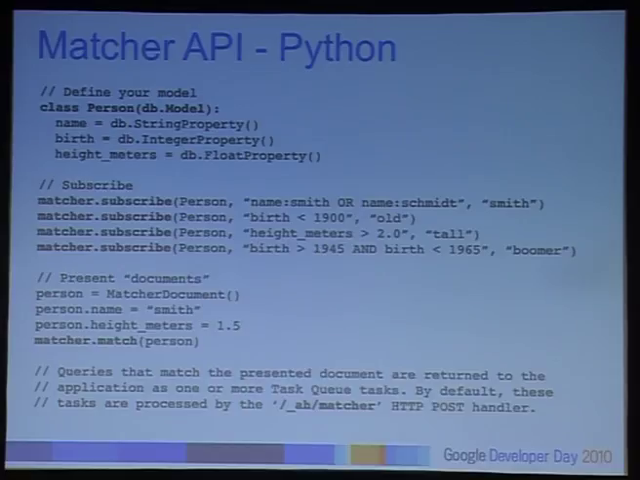If there's a match, the Matcher API will create a task in App Engine for our application, and it will send it to a special URL, _ah/matcher. And so if you feed it a large number of documents very quickly, it may produce a very large number of matches in the task queue. You can process those in parallel, and you can imagine that you can go through a very large amount of data in a short period of time and very efficiently find the answers to some of your questions.